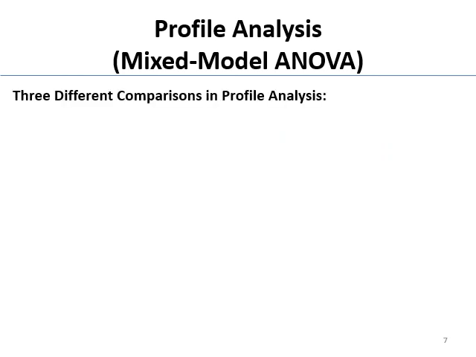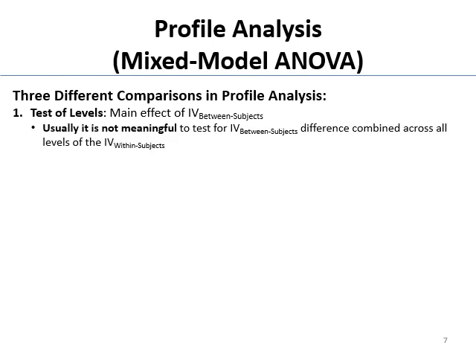So there are three different comparisons that you can do in profile analysis, and they give them different names. They're actually just the two main effects and the interaction, but they give them different names in profile analysis to make this analysis pretty fancy. So there's what they call the test of levels. That is the main effect of the between subjects independent variable. It's usually not very meaningful. And I'll hopefully give you an example coming up.